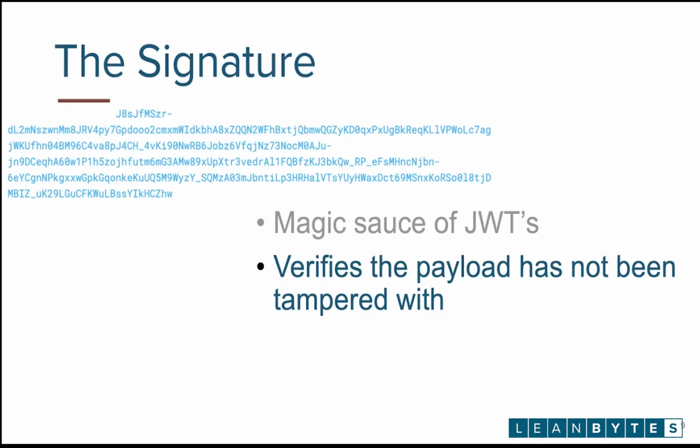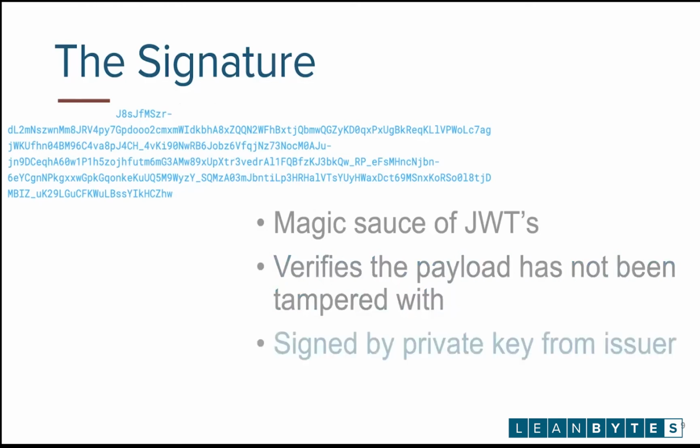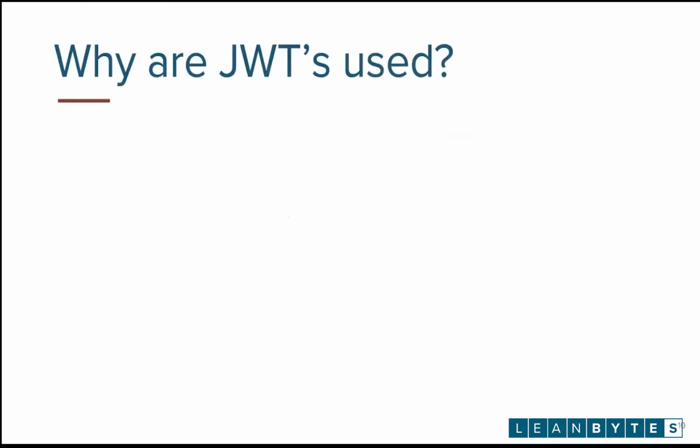But the signature is based on the contents of that JSON Web Token. So if you modify it, it would not be able to verify that signature, and then it would fail. So this is signed using the private key from the issuer, and then you can verify that with a public key as well.